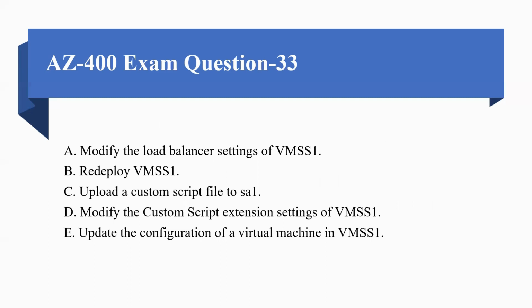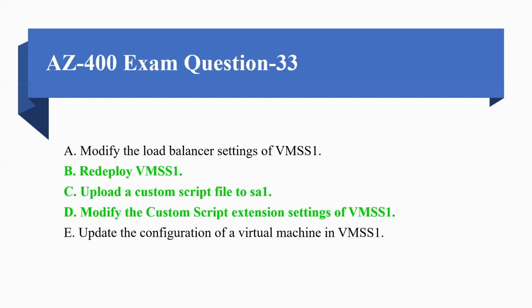Options would be: A, modify load balancer settings of VMSS1. Option B, redeploy VMSS1. Option C, upload a custom script file to SA1. Option D, modify the custom script extension setting of VMSS1. And option E, update the configuration of a virtual machine in VMSS1. We have to select the three correct options. And the three correct options would be option B, option C, and option D.